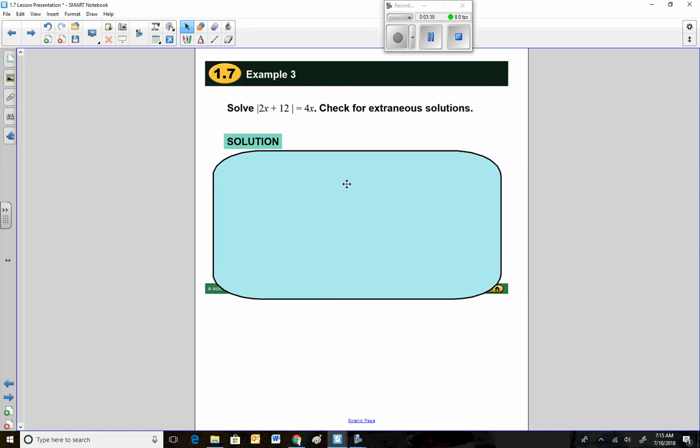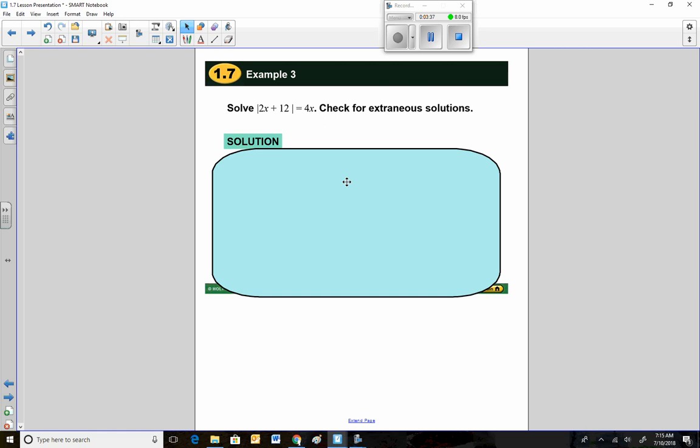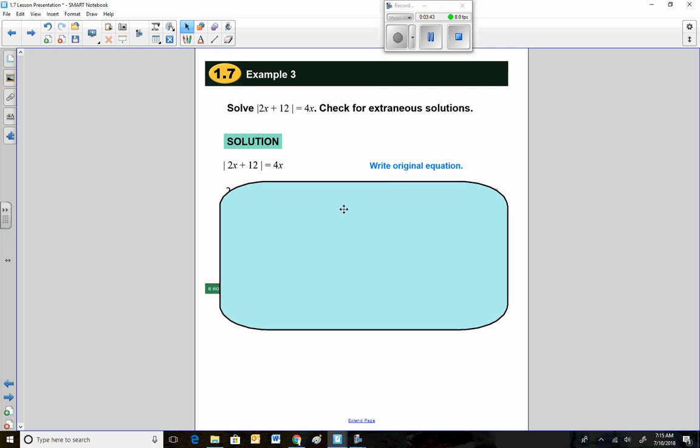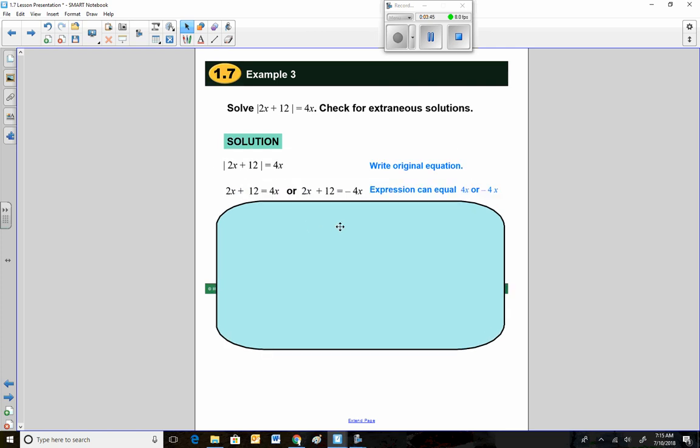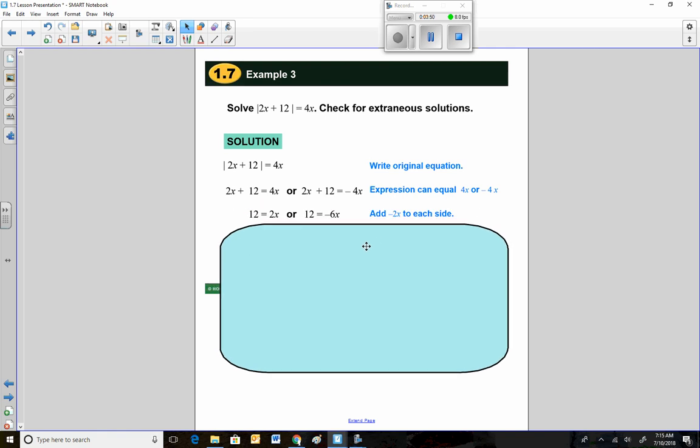All right, let's go ahead and do the problem exactly the same way we did the other ones. We're going to make this a positive 4 for one of the questions, and a negative 4 for the other question. Notice how it equals positive 4x equals negative 4x. So we go ahead and work on the problem.